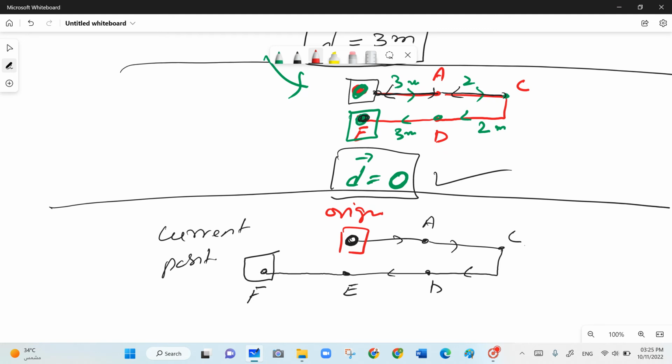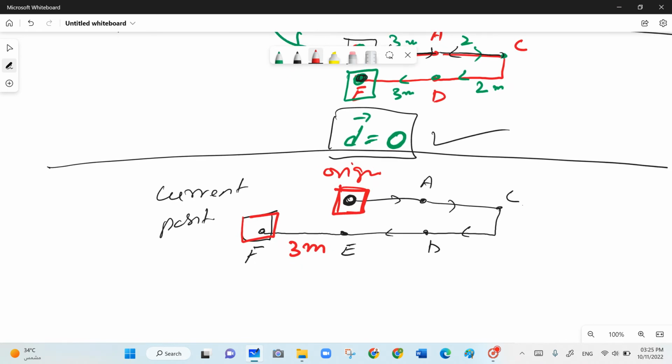So what is the displacement? It is the gap between the current position and the origin. For example, from A to F, I gave a number before. Suppose this is 3 meter. So the distance can be 3 meter or something different. Can you think what it can be now?